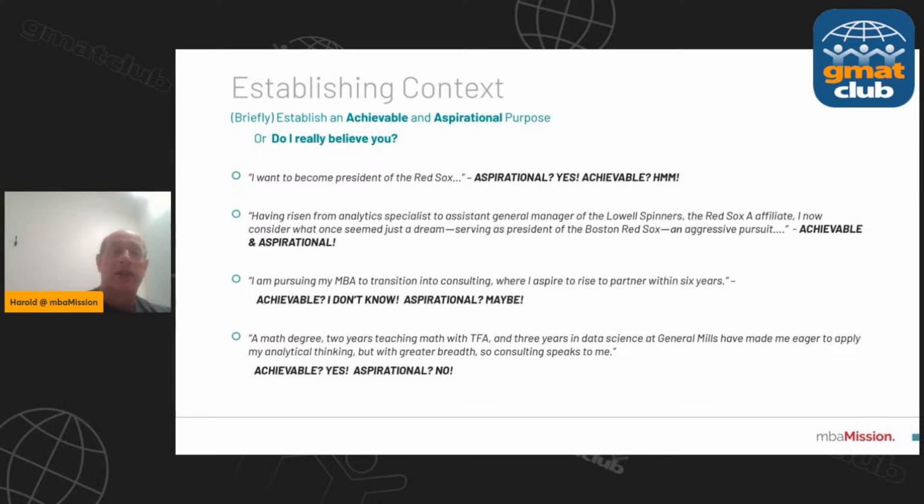Having risen from an analytical specialist to assistant general manager of the Louisville Spinners, again, the minor league team, the Red Sox affiliate, how can I now consider what once seemed to be a dream, serving as president of the Boston Red Sox, an aggressive pursuit? Is it achievable? Absolutely. They've just explained quite a bit of who they are, and aspirational. Like we said before, president of the Red Sox, yes.